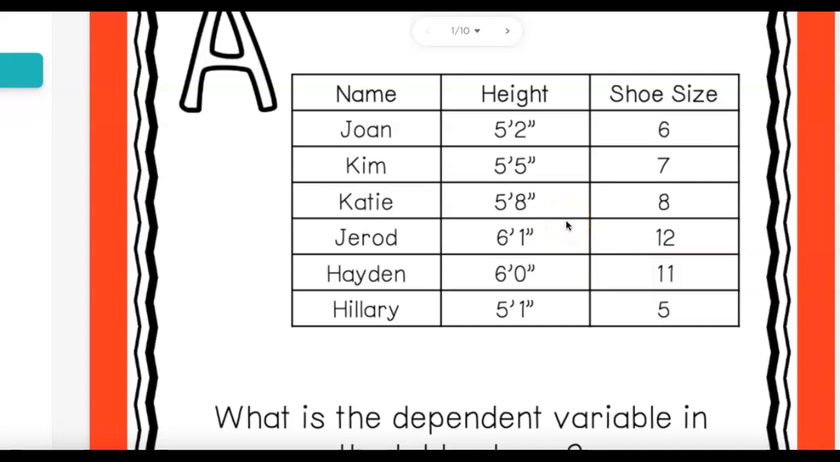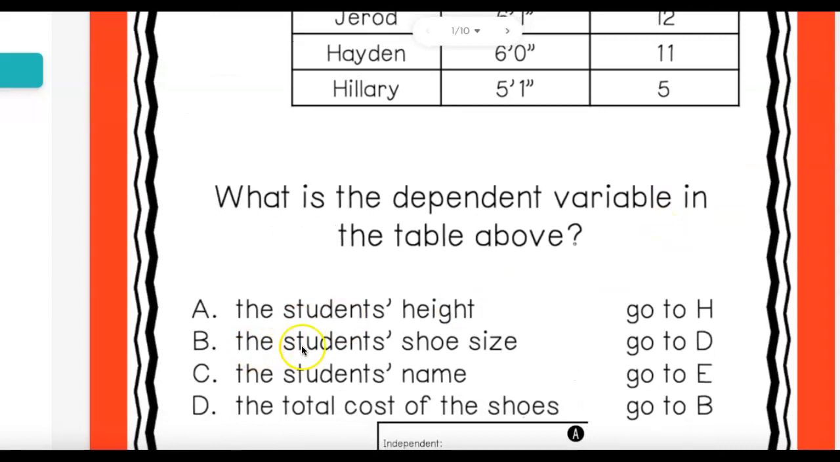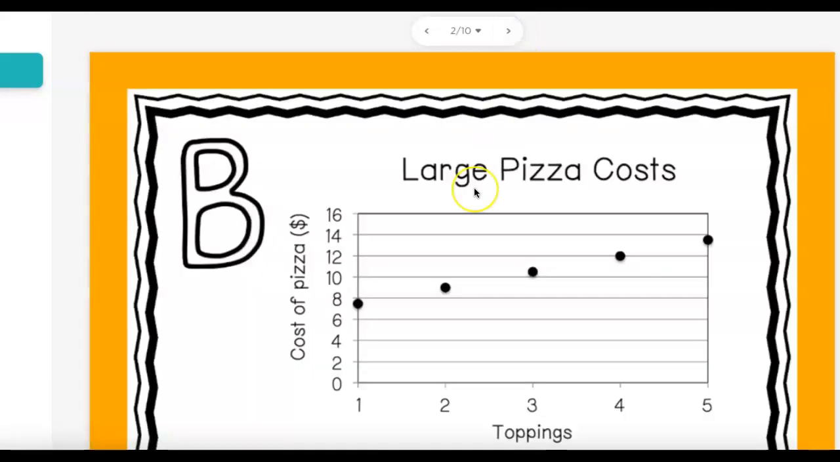And if you remember looking at a table, the second column is always the dependent variable. So if you know how to read the table, you didn't even have to think about the relationship. I know that second column is always dependent. So the shoe size, the student's shoe size, is the dependent variable. And then you're just going to work through all 10 slides.